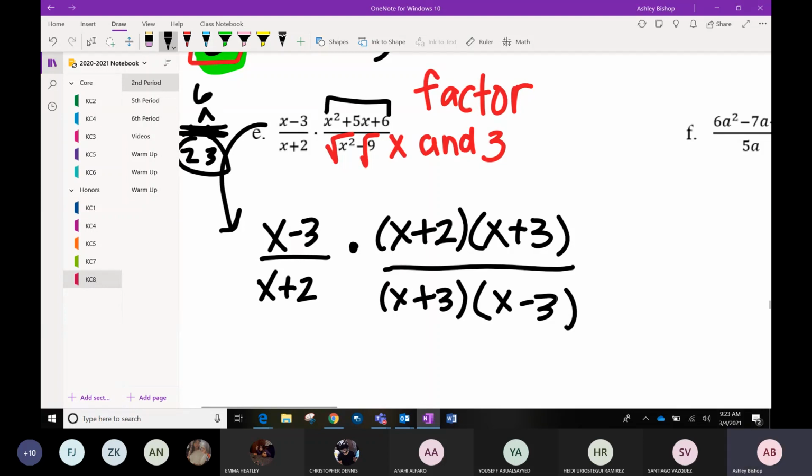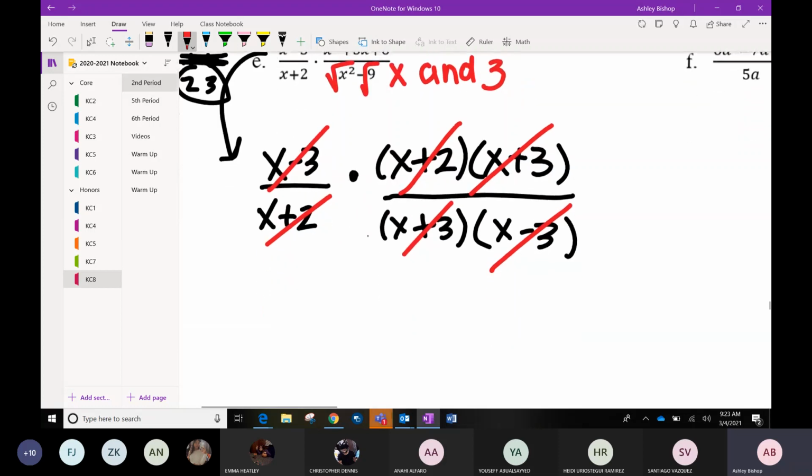So now let's cancel. Something that I see that cancels on top with on bottom, I see an x minus 3 on top and on bottom. Somebody in the chat, please tell me something else that will cancel. The x plus 2's will cancel, perfect. And what's something else that will cancel? X plus 3's will also cancel. Look here, make sure you make note of this. Everything canceled. When everything cancels, my answer is 1.